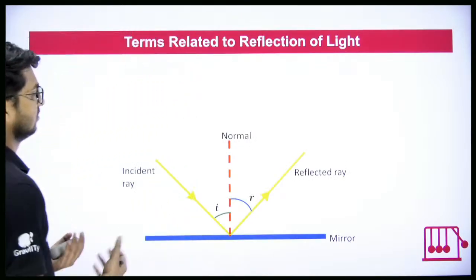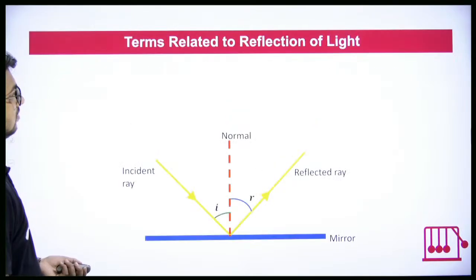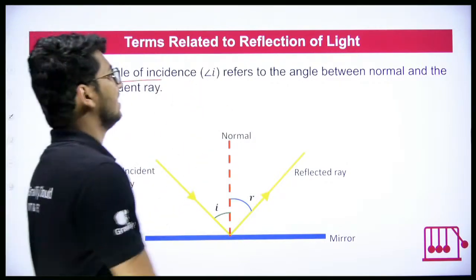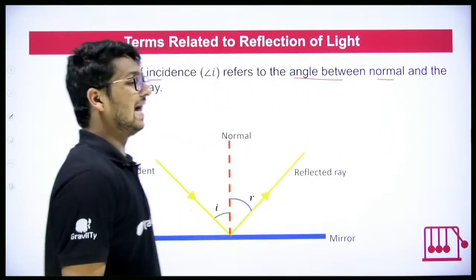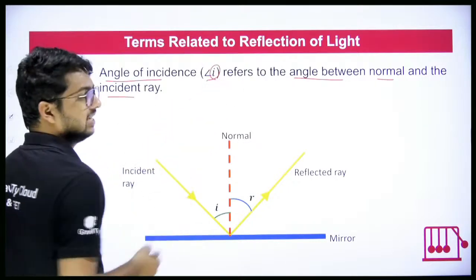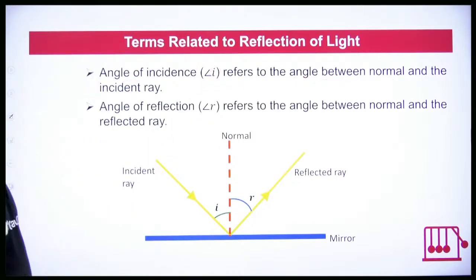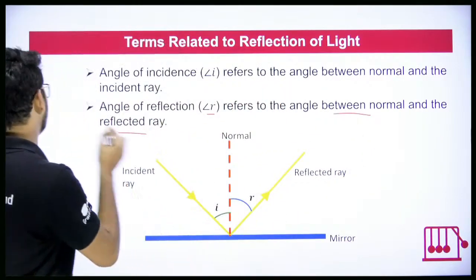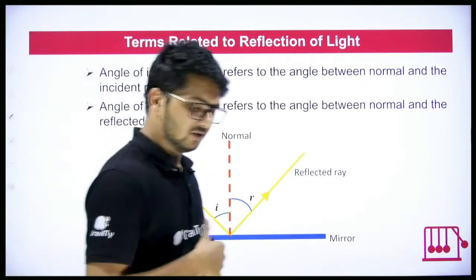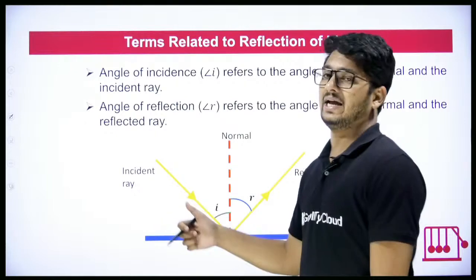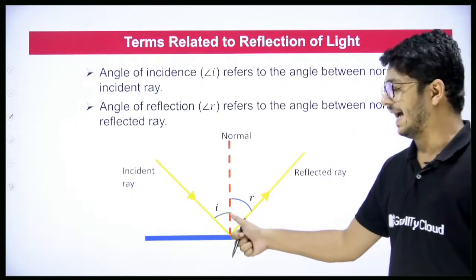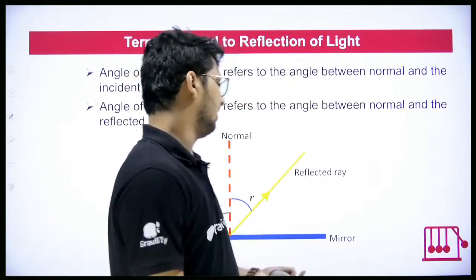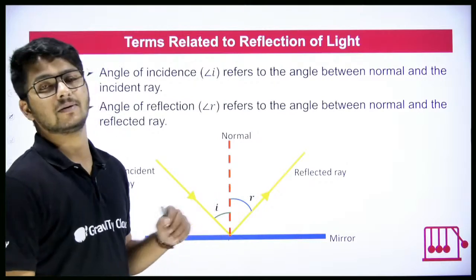Now some terms. I think we have discussed that already. So here we are talking about angle of incidence. It refers to the angle between normal and the incident ray. The symbol is small i. And angle of reflection, R, refers to the angle between normal and the reflected ray. Simple enough. So we know all the terms: incident ray, normal, reflected ray, angle of incidence and angle of reflection. The main terms. And obviously there is the point of incidence, this point.